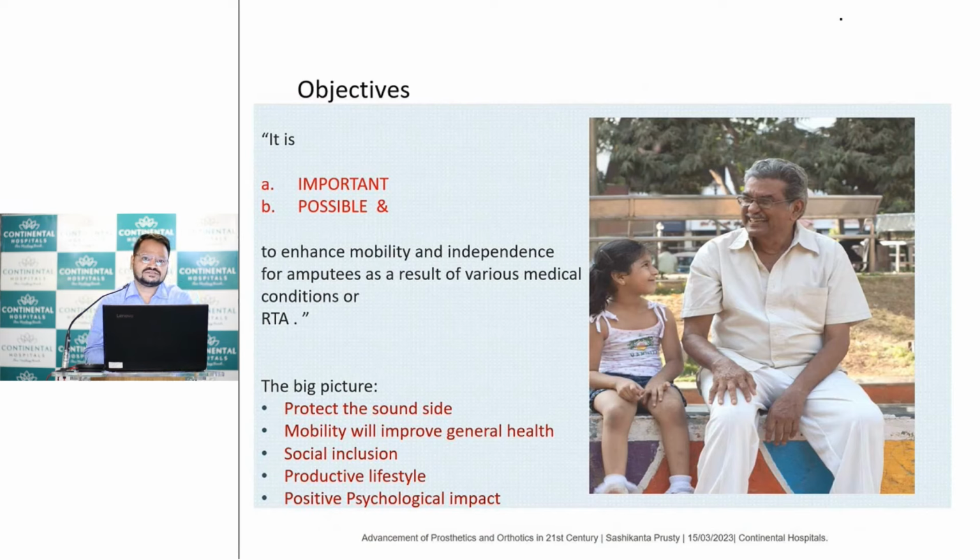Mobility will improve, and general health, because once they start walking with a prosthesis, definitely their health and social inclusion will improve. A productive lifestyle, they can go back to their own work or job, whatever they are doing. And a positive psychological impact, that's very important, because if they are not walking properly, the mobility will be stuck, so they will have psychological issues and may think in a different way. So we give them a prosthesis not just to make them walk, rather we consider all these factors also.